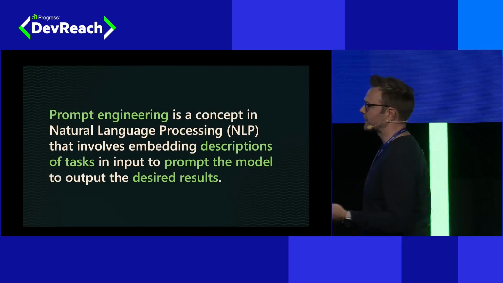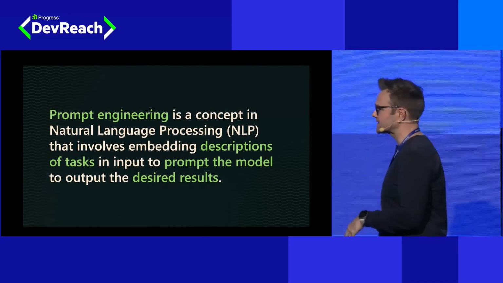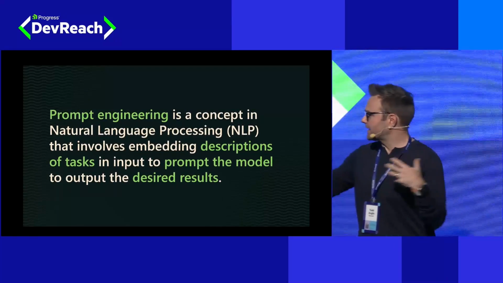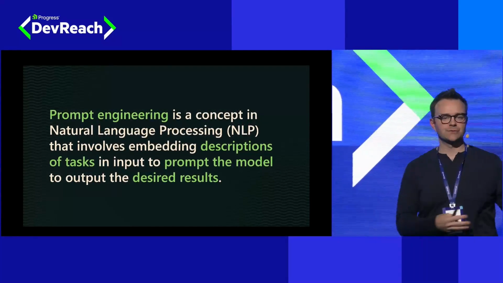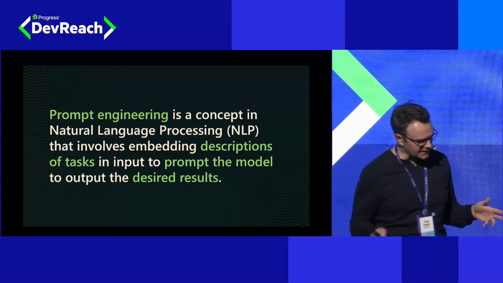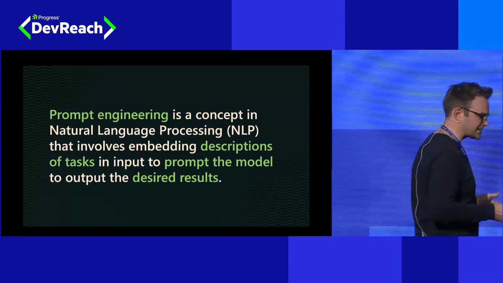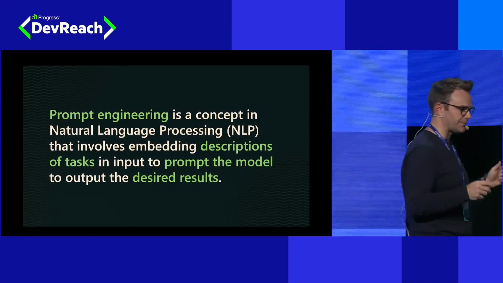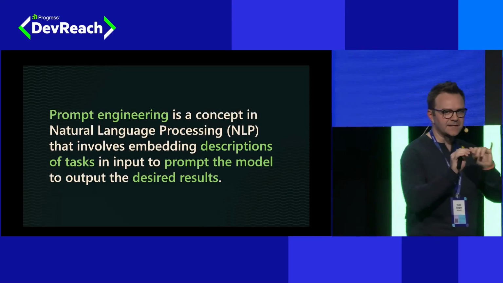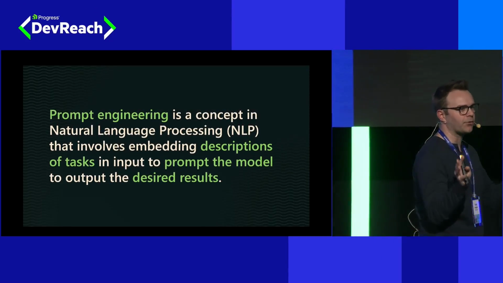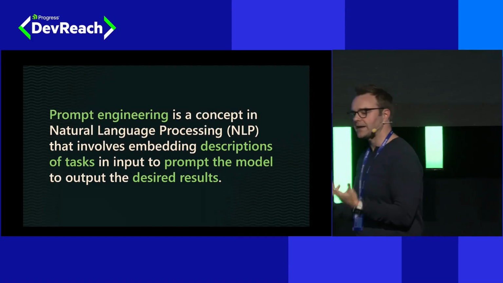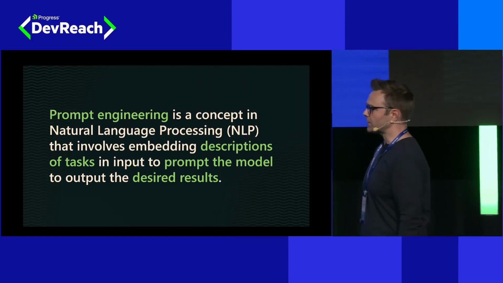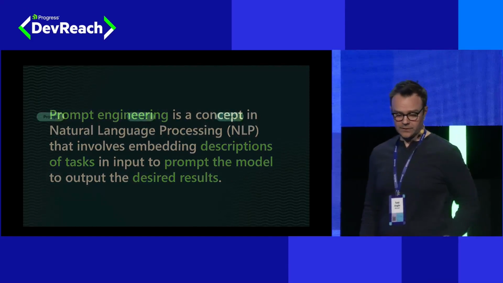So prompt engineering, what is it? It's a concept that says, you embed a description of what a thing should do, and then the model gives you the results. And you've probably done a little bit of this in your own testing with things like ChatGPT or Bing Chat. You've put in sentences, asked questions. All of that is a prompt. And the more information you give a prompt, the more likely you are to get back an answer that matches what you were trying to get out, the desired results.